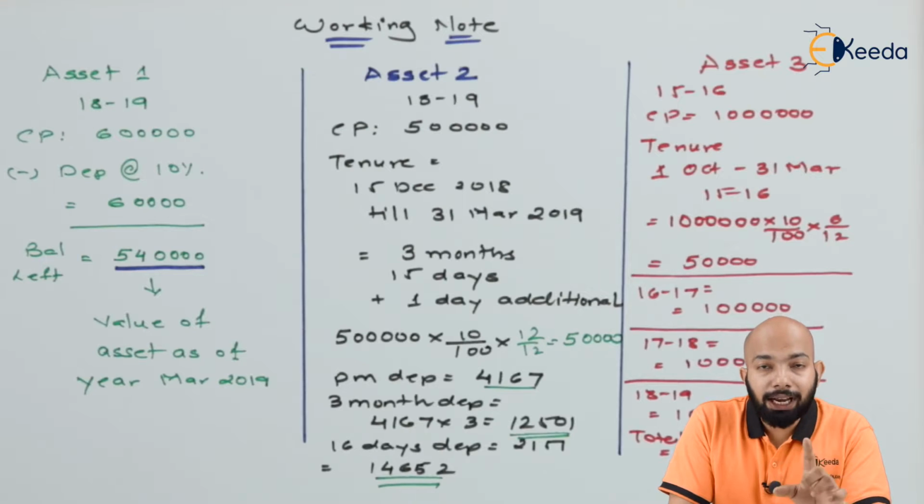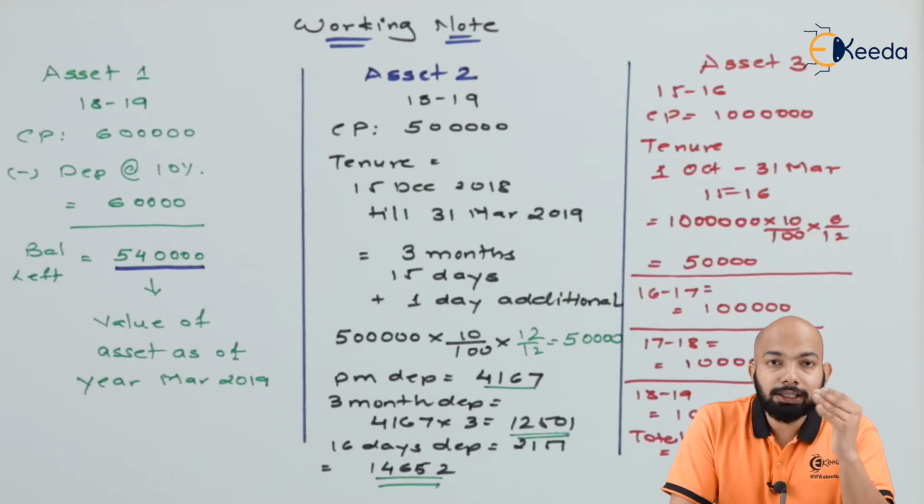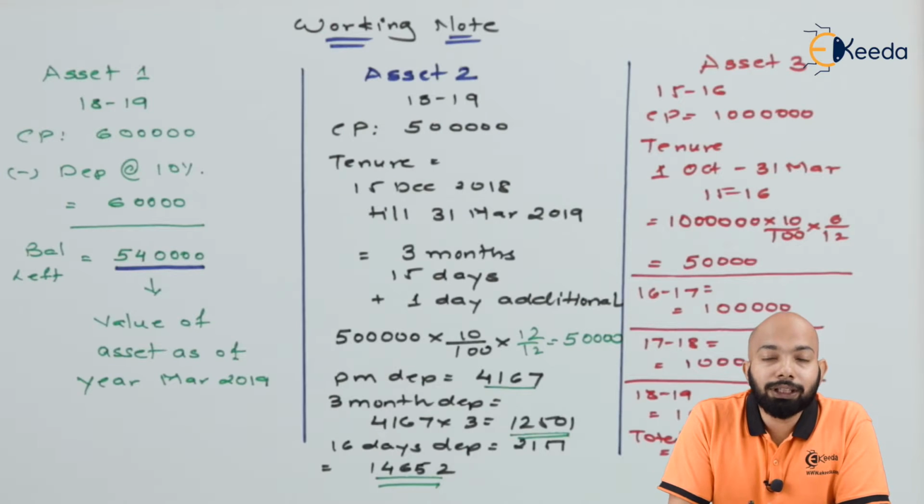Now, this asset was purchased on 1st of October 2015. That means for the financial year 15-16, we have used this asset only for 6 months. Straight away, flat out 6 months we have used this asset. So 10 lakhs is the cost price multiplied by 10% of depreciation rate multiplied by 6, that means 6 months divided by 12 months. That is the tenure it has been used. So total months it has been used out of the total months in the year. 6 upon 12, you get 50,000. That means that is the depreciation for that specific year, 15-16.